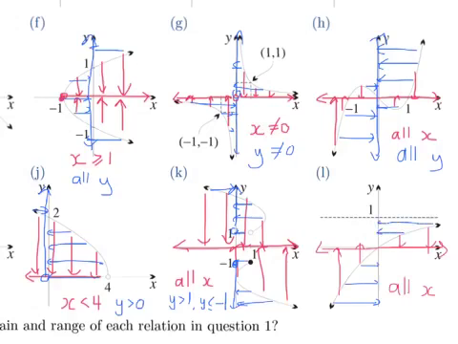Finally, for our last question, drawing our arrows, we get very close to 1, but we never actually reach it. So we're going to have y is less than 1.